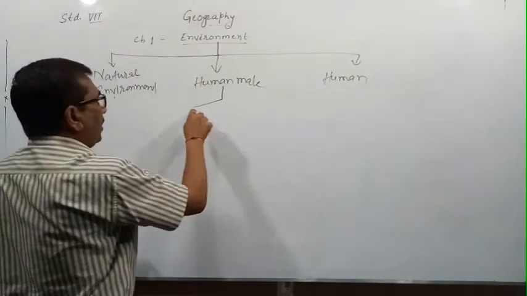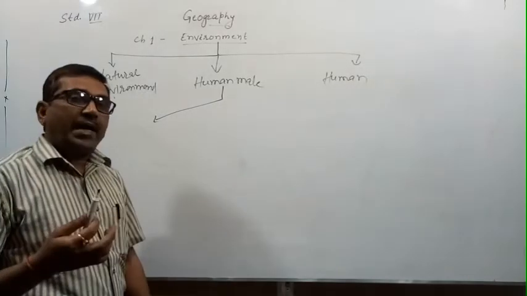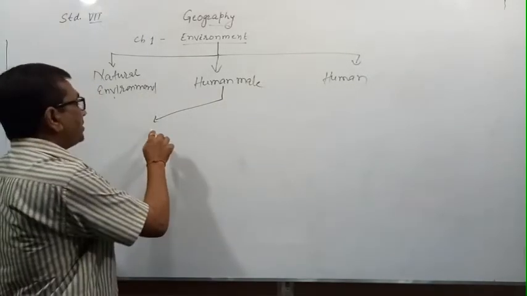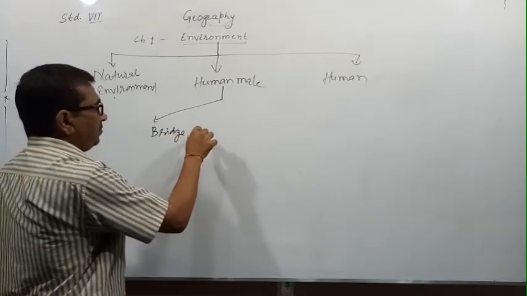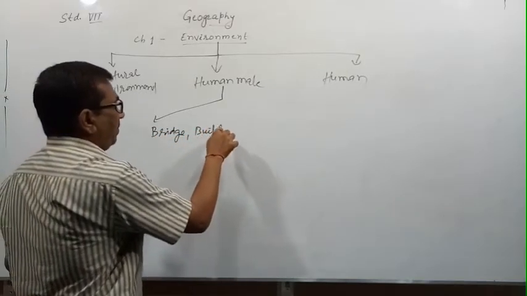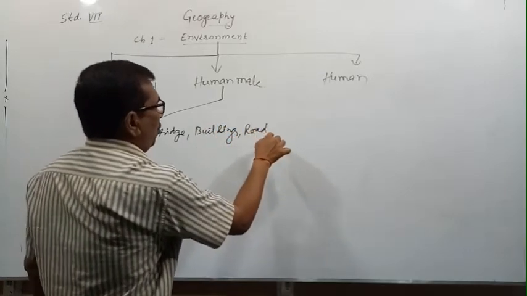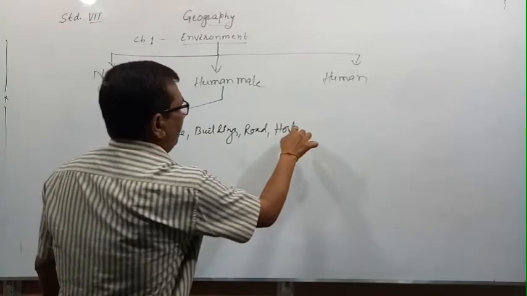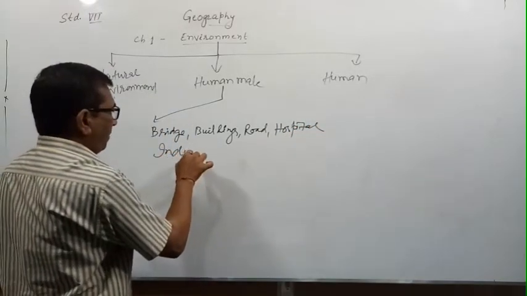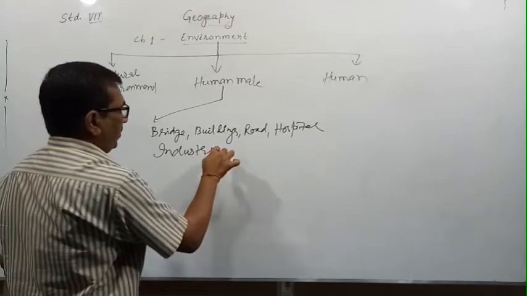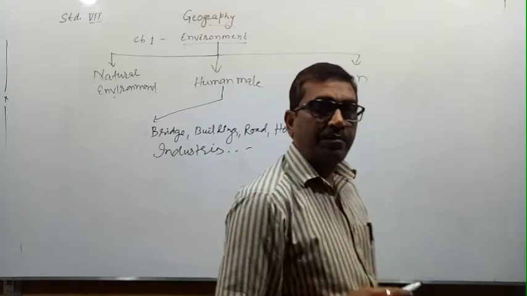What comes into the human environment? What things has the human made? Humans have made bridges, buildings, roads, hospitals, industries, and if we keep on writing, it will go on.